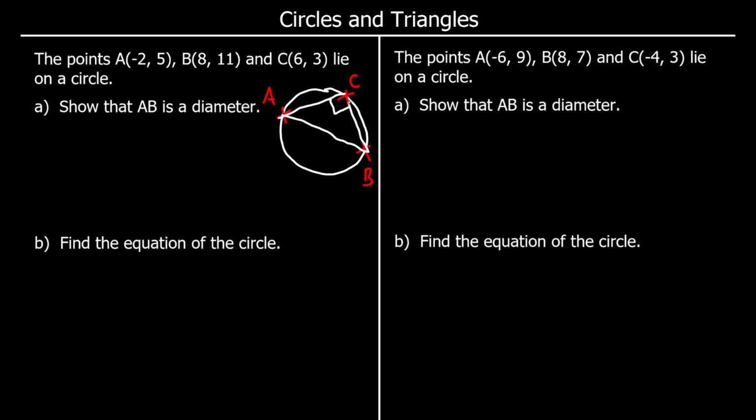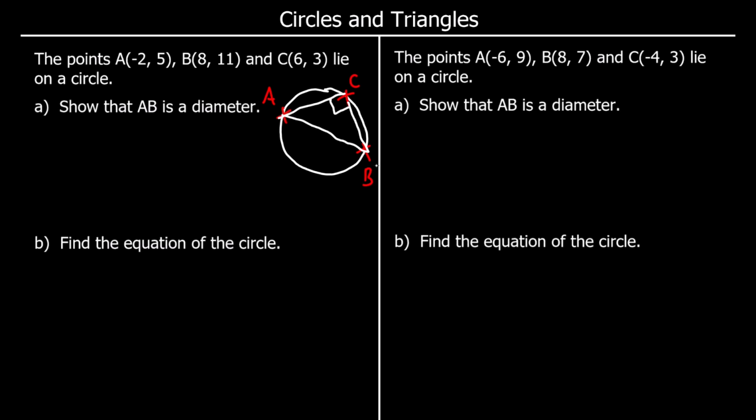There are two ways we can answer this. We can either show that AC and BC are perpendicular lines. So AC and BC are perpendicular. That means they meet at a 90-degree angle. Or we could show that Pythagoras applies. A squared plus B squared equals C squared. So AC squared plus BC squared equals AB squared. Either one of those methods would work. As long as we show we've got a 90-degree angle, we have shown we've got a diameter.